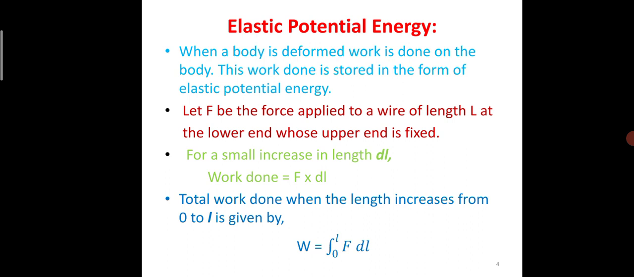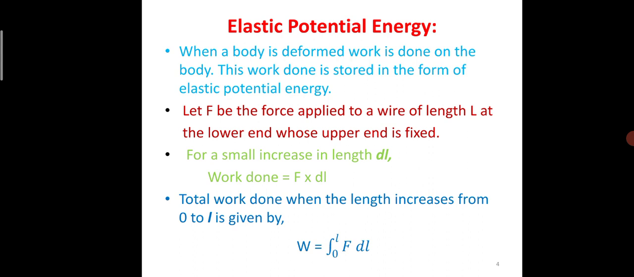Then the elastic potential energy is explained as follows. When a body is deformed, work is done on the body. This work done is stored in the form of elastic potential energy. Here we consider a wire of length L, whose upper end is fixed and the lower end is loaded with a force F.